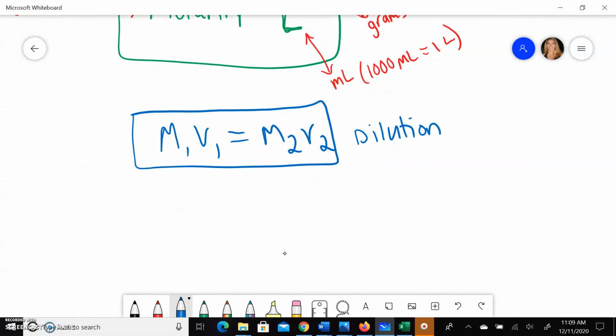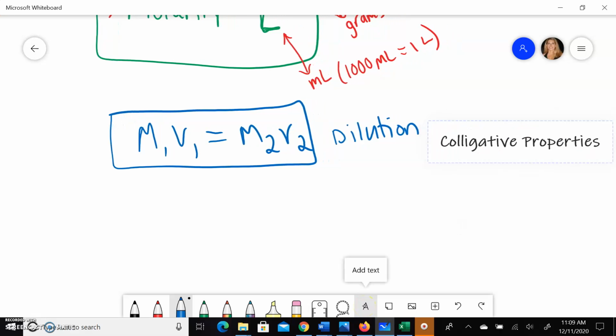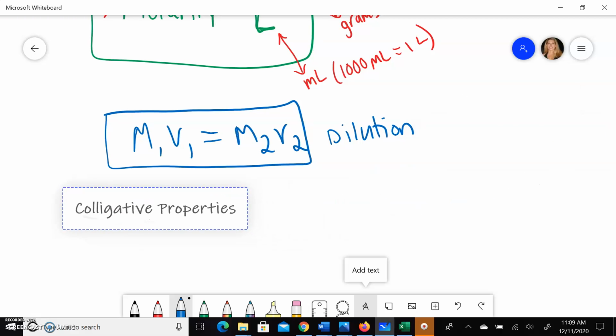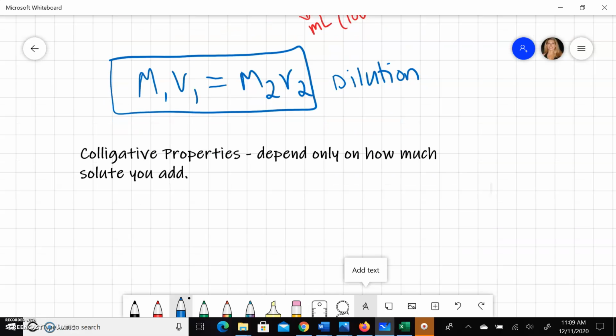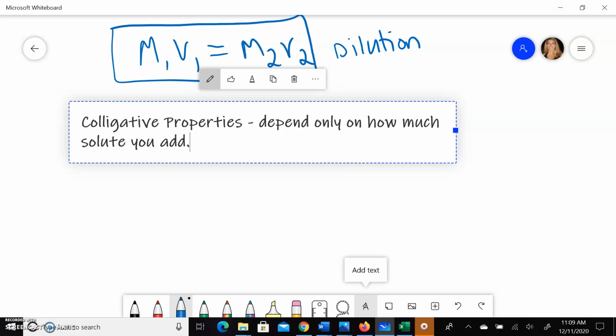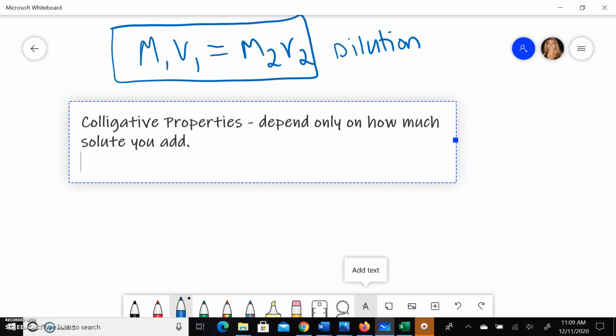The last thing that we did for this chapter is called colligative properties. Colligative properties are ones that depend only on how much solute you add. It doesn't matter which solute you're adding, which is weird because most properties depend on what chemical you're using. But in this case, it just depends on how much. So it's more about the quantity than the quality. There are several that you need to be familiar with.